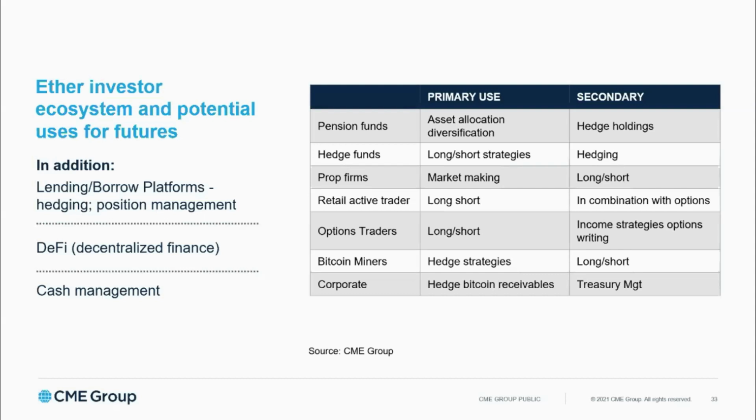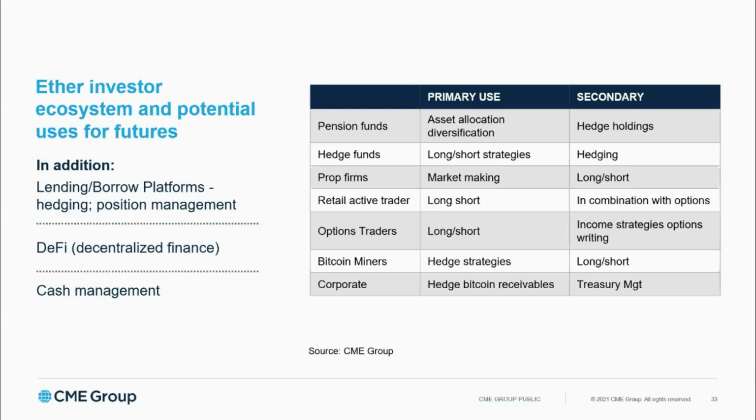We're seeing retail active individual traders use our markets to go long short, to hedge some of that physical risk that they have. And also we see a lot of active individual traders using our options on our Bitcoin side. We're seeing options traders go long and short. We're seeing options traders write contracts to generate income strategies.